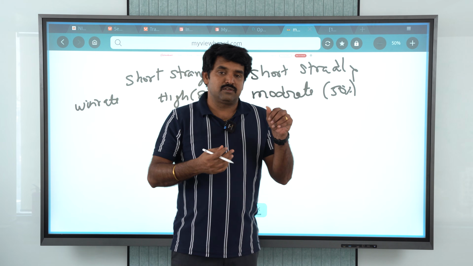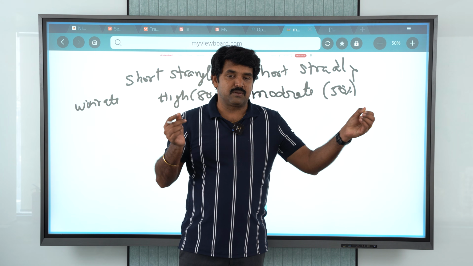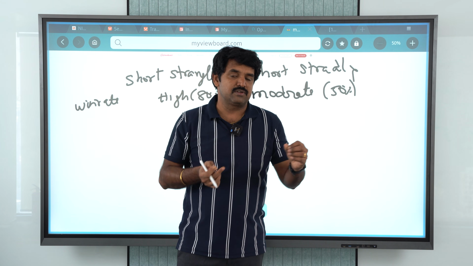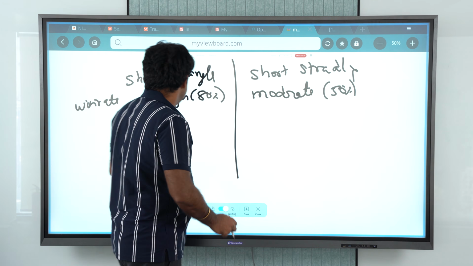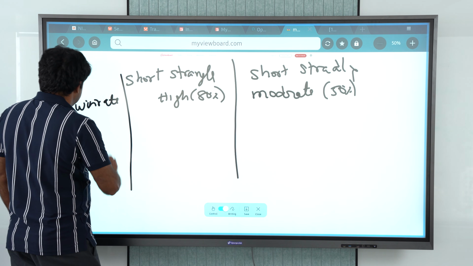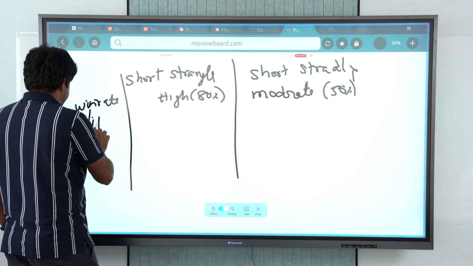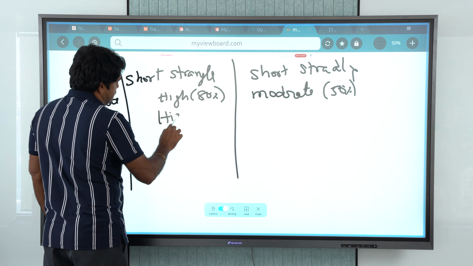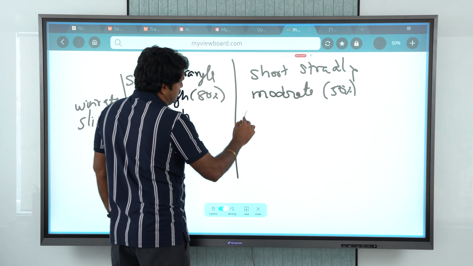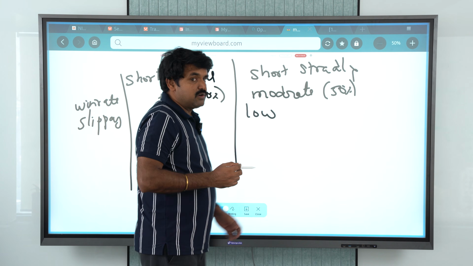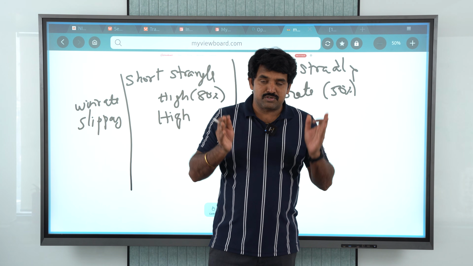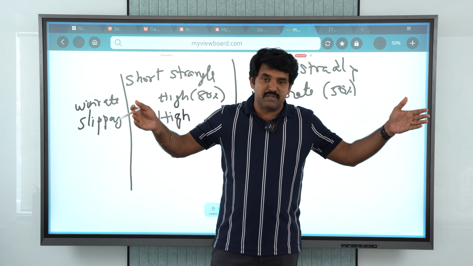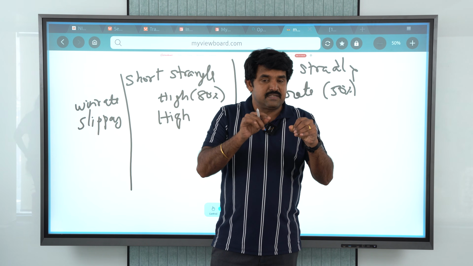The profit and loss: say for example you are putting a 20% stop loss. Okay, and slippage is very high in a short strangle. The slippage is very low in short straddle, because when you are selling a short strangle you are doing it with OTM options. Okay, when you sell, the slippage is low.